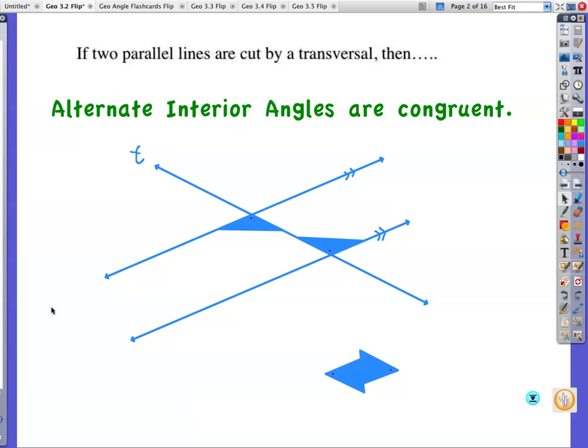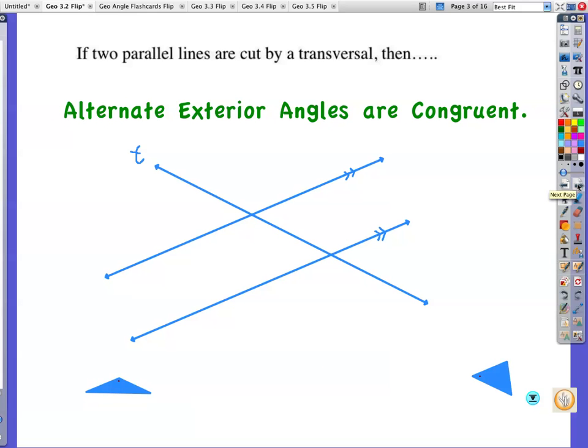There you go. Those alternate interior angles are also congruent. So there you go. They are, in fact, congruent.